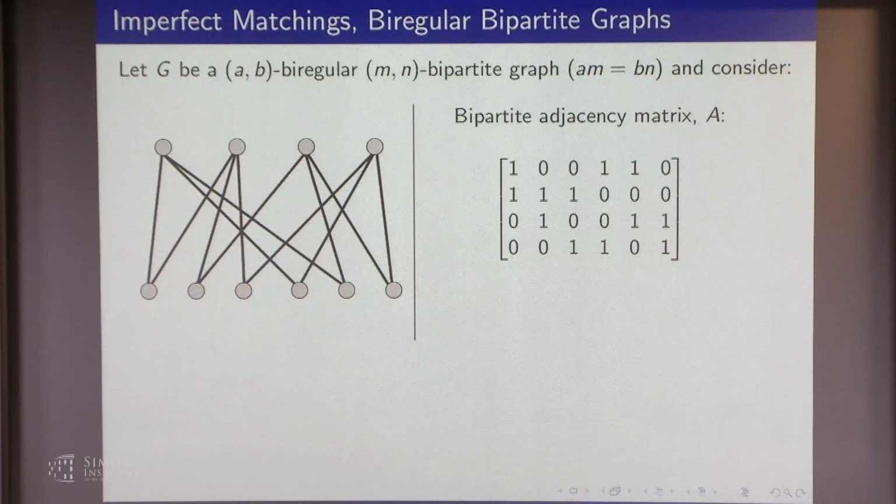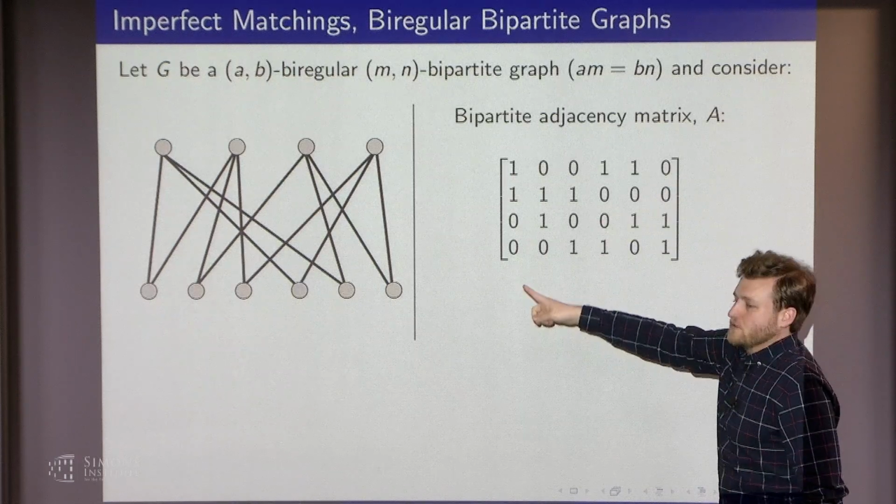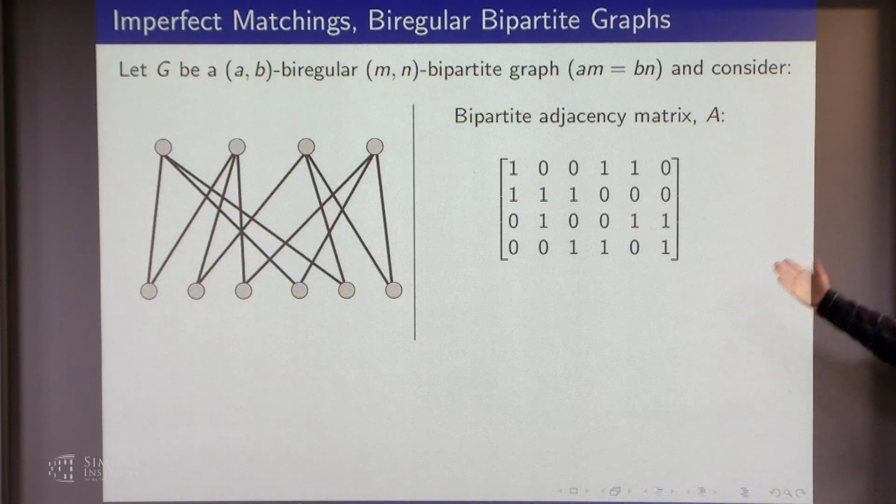So let's suppose now we have a biregular bipartite graph, where now the bipartitions are different sizes. And the regularities are also going to be different: it's 3-regular from the top, 2 from the bottom. We write down the matrix in the exact same way. Rows correspond to the top, columns to the bottom. So we now have a rectangular matrix.